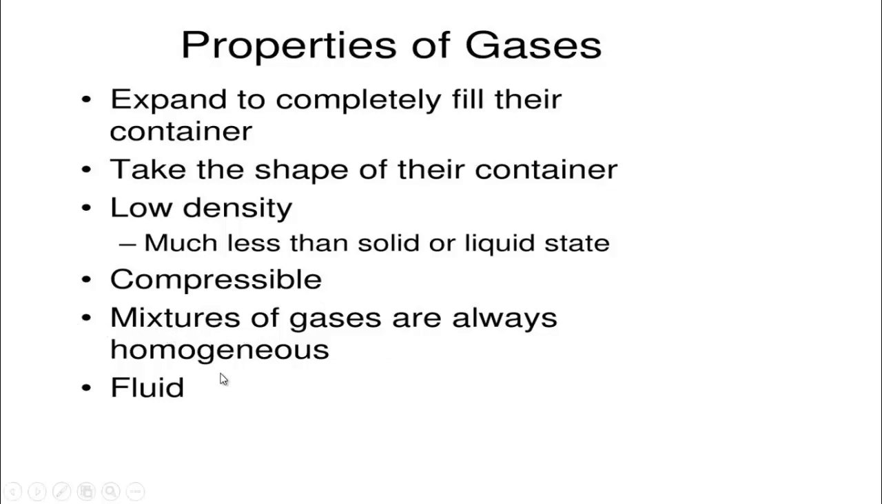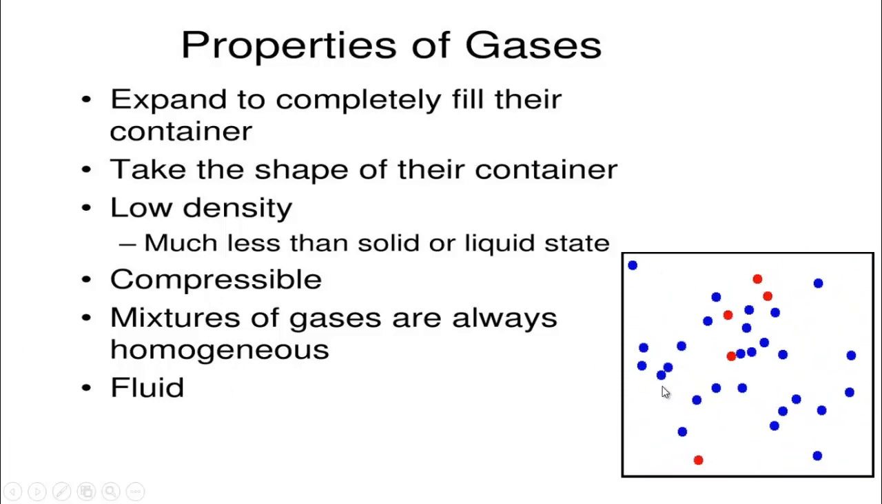Mixtures of gases are always homogeneous. Yes, when different gases are mixed, they make a homogeneous mixture. That means they are mixed uniformly, and it is also one kind of fluid because gaseous substances flow. For this, this is also one kind of fluid. Now show the atomic structure of gaseous substance.